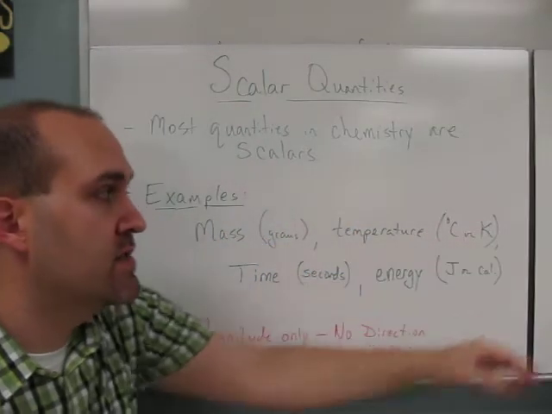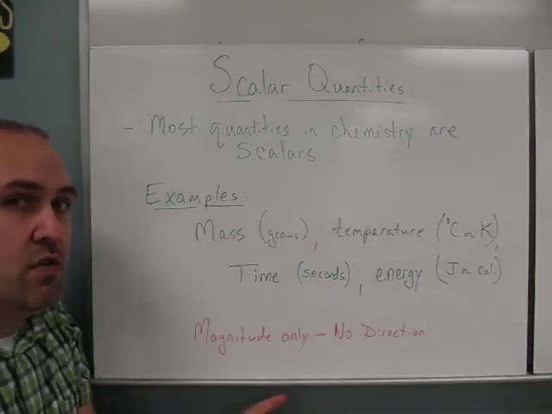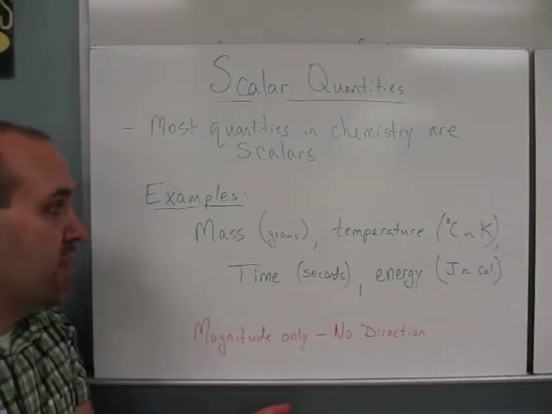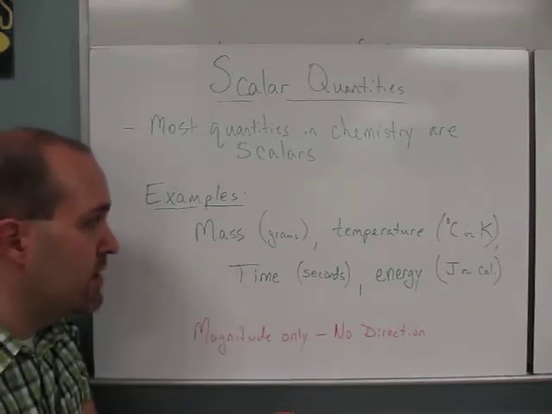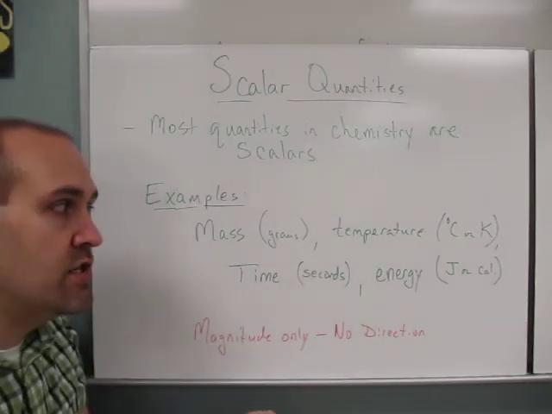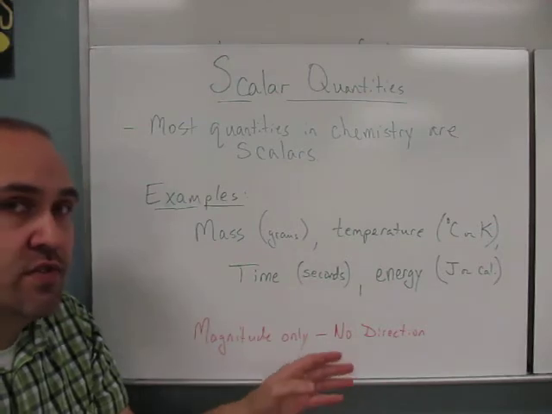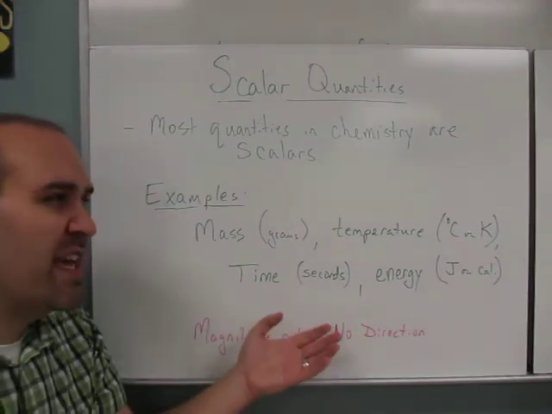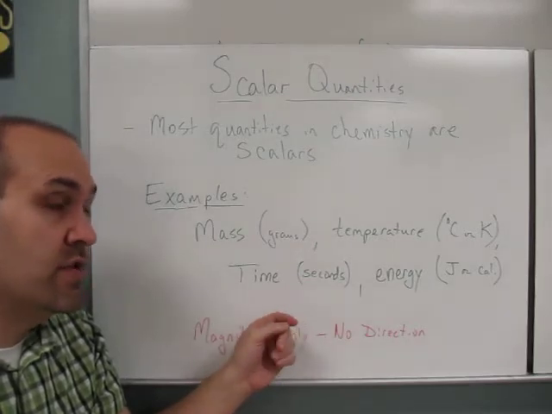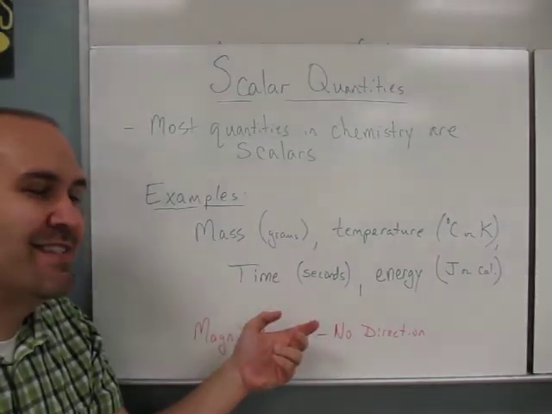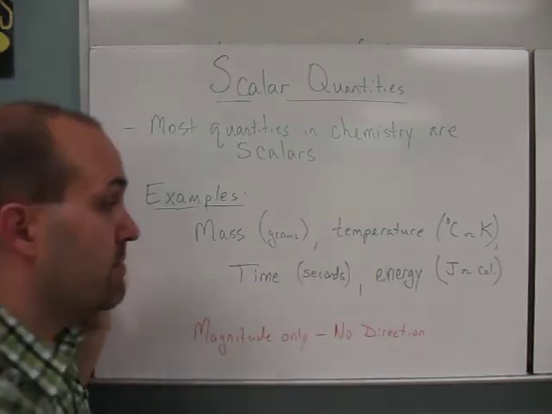In chemistry class, I would say that most often you're going to encounter just scalar quantities. Examples of that would be things like mass measured in grams, or temperature in degrees Celsius or Kelvin, time measured in seconds, or energy in joules or calories. All of those quantities don't have a direction associated with them. It wouldn't make any sense to say the temperature outside today is 22 degrees Celsius north. It doesn't make any sense because temperature is a scalar quantity. There is no direction associated with it.